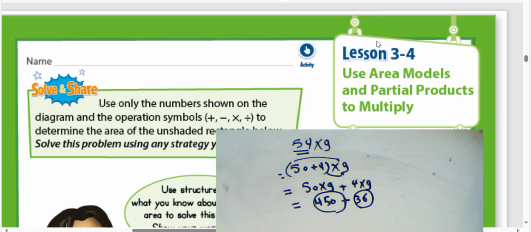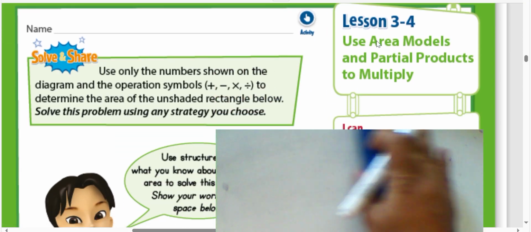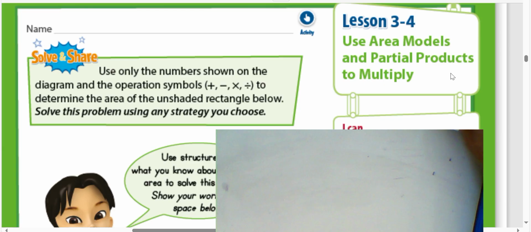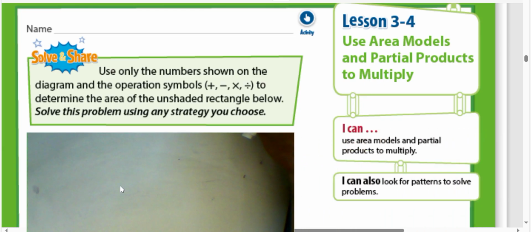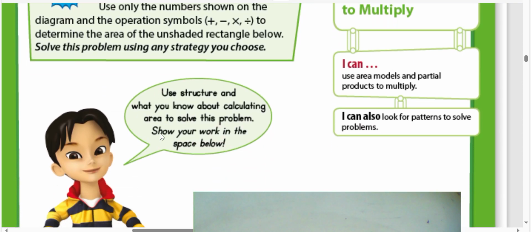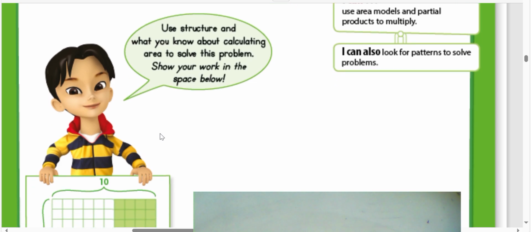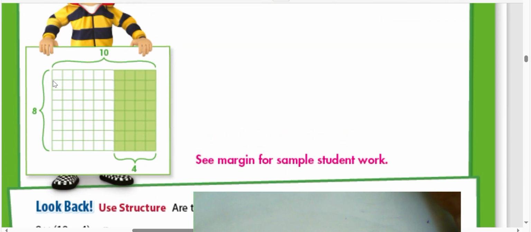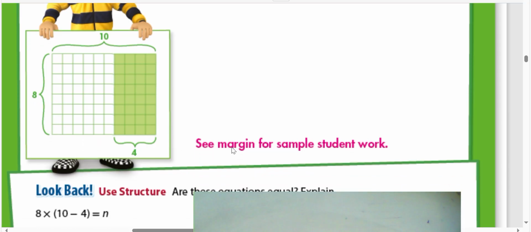Next question. Question number 4, topic 3. Use area models and partial products to multiply. Use only the numbers showing in the diagram and operations, addition, subtraction, multiplication, to determine the area of the shaded blue rectangle. Solve the problem using any strategy you choose. Okay. In this lesson, you can use area models and partial products to multiply. For example, you can use distributive properties here. We have 8 rows. Each row contains 10 elements. You can write 8 times 10 equals 80, or you can write 8 times 6 plus 8 times 4 using distributive properties to find the result like these steps.